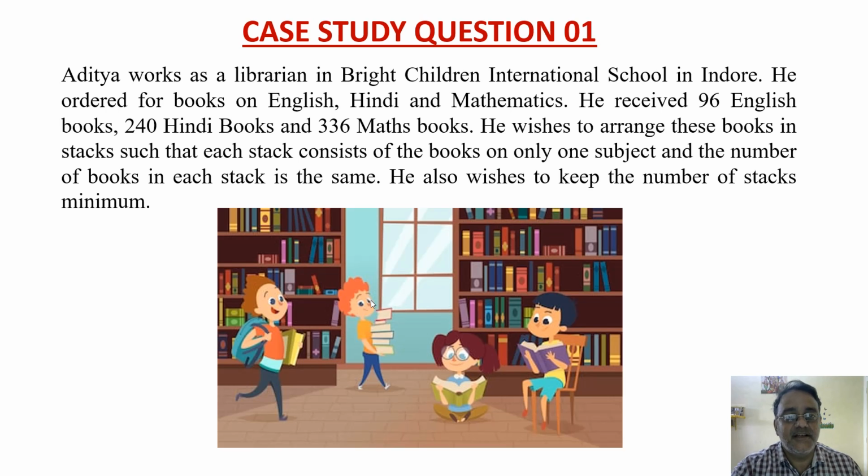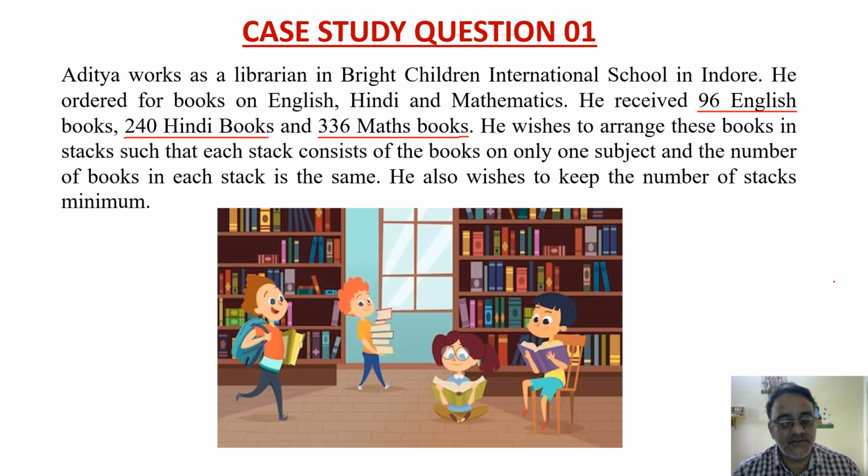Aditya works as a librarian in Bright Children's International School in Indore. He ordered books on English, Hindi, and mathematics. He received 96 English books, 240 Hindi books, and 336 maths books. He wishes to arrange these books in stacks such that each stack consists of the books on only one subject and the number of books in each stack is the same. He also wishes to keep the number of stacks minimum.